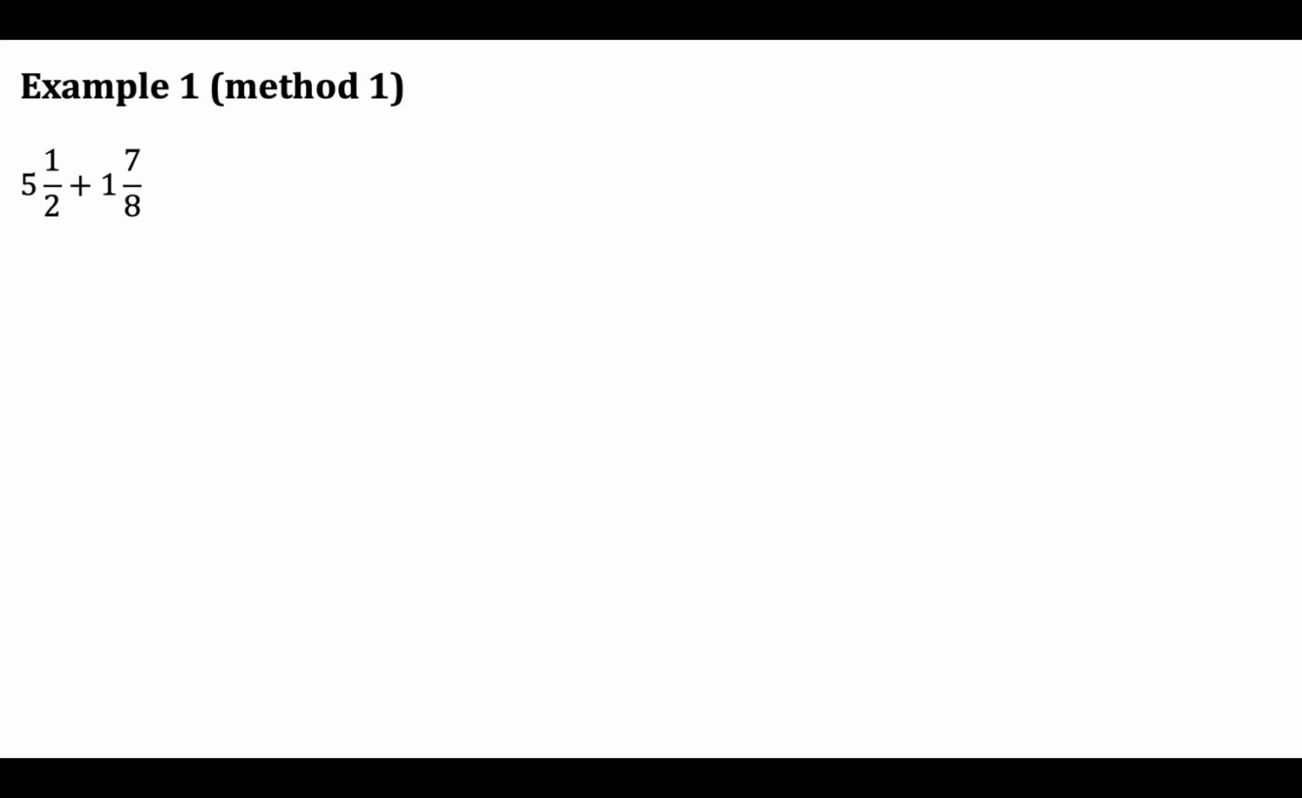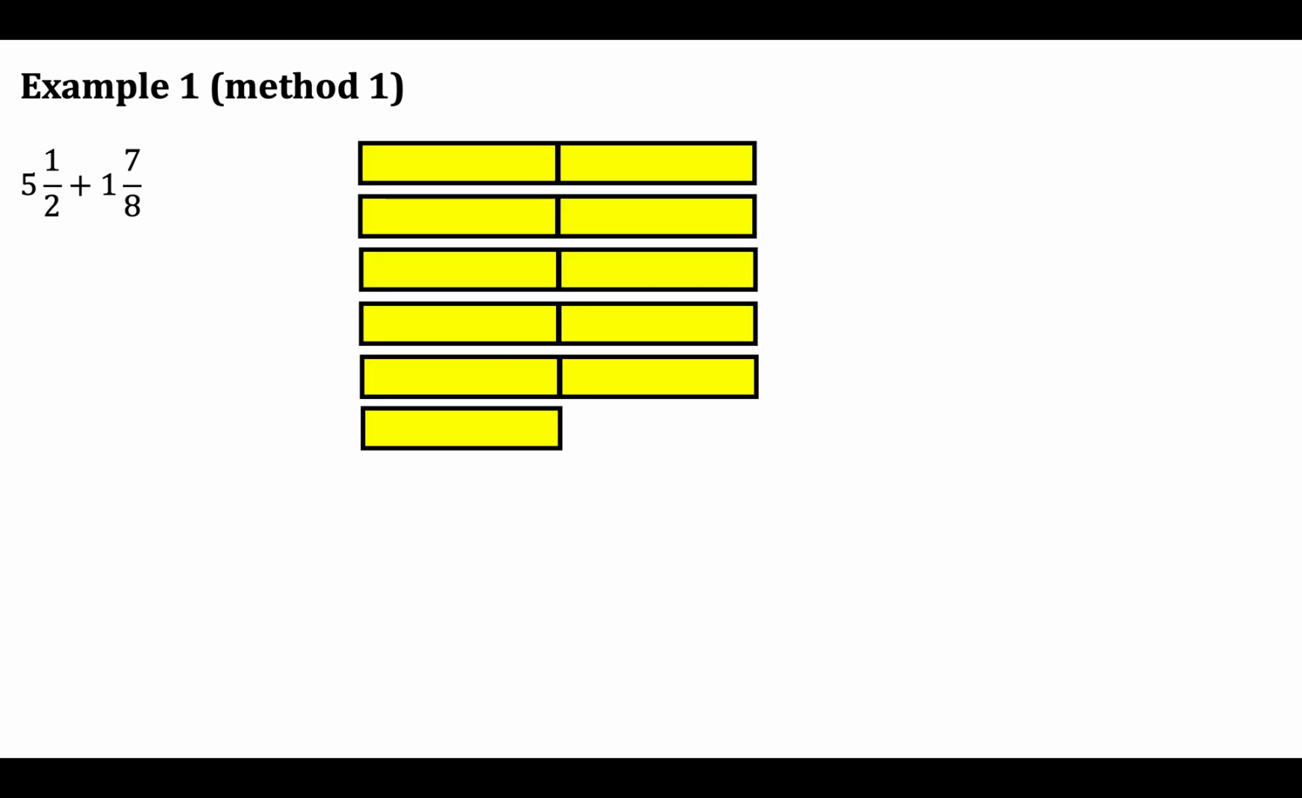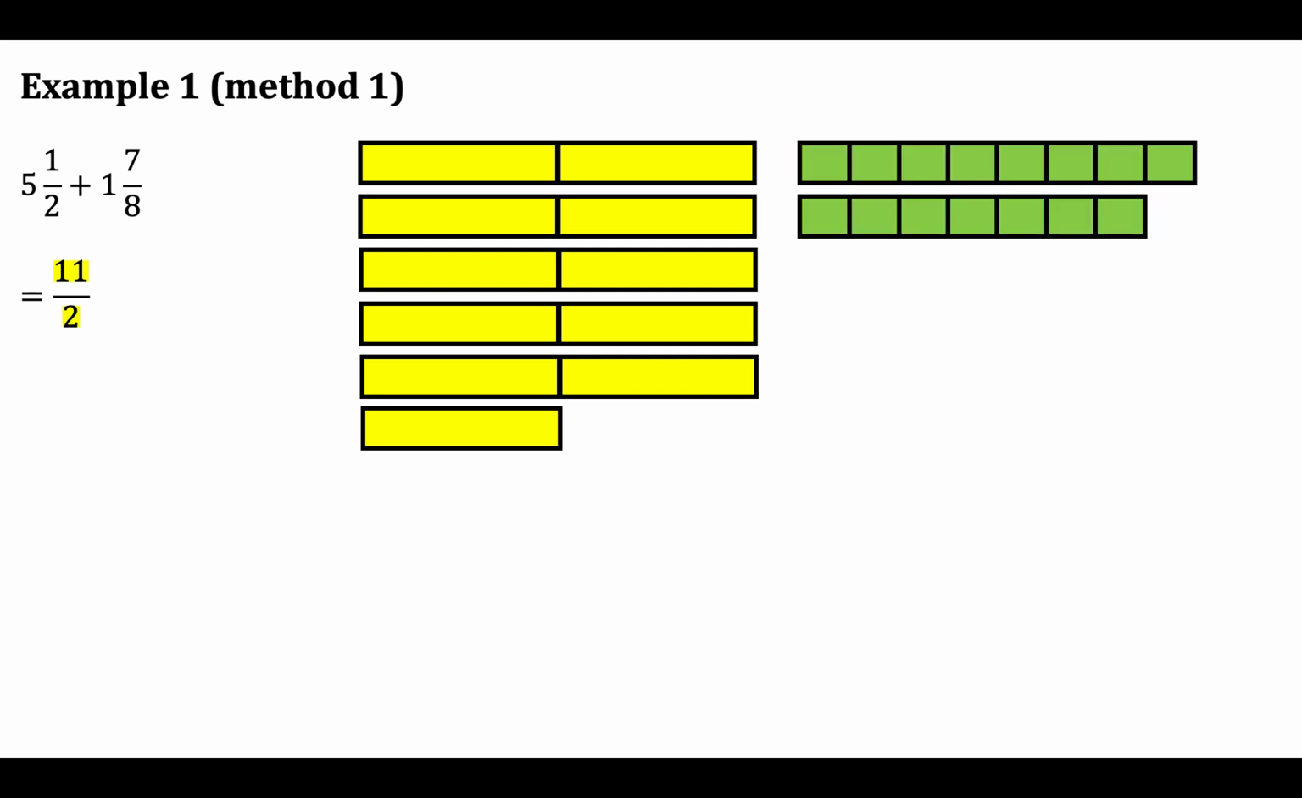So we have 5½ plus 1 and 7/8. 5½ would look something like this, and we can see that we now have 11 halves. So we've changed our 5½ to the improper fraction 11 halves. We then have 1 and 7/8, which we can represent in the diagram, and we can see that this is 15/8.